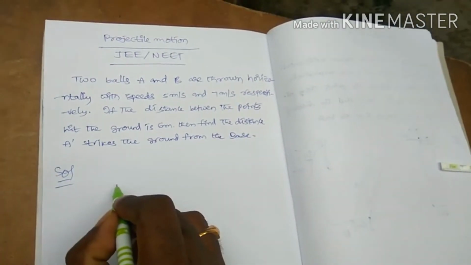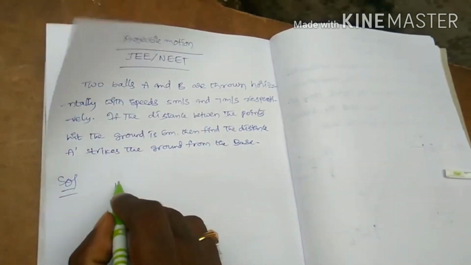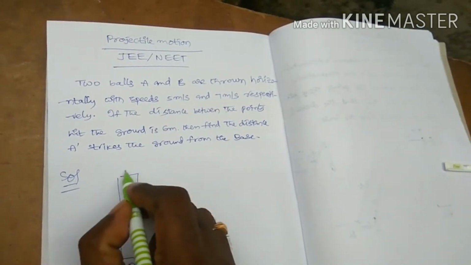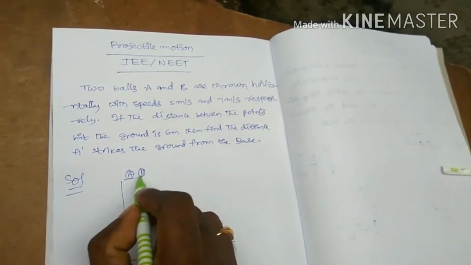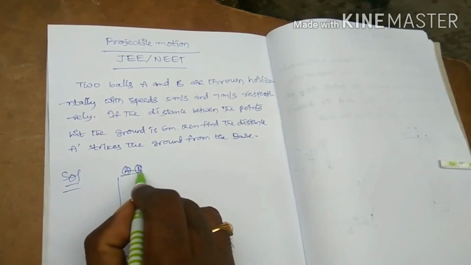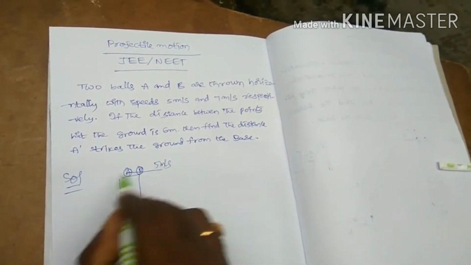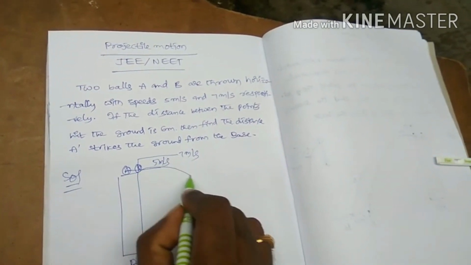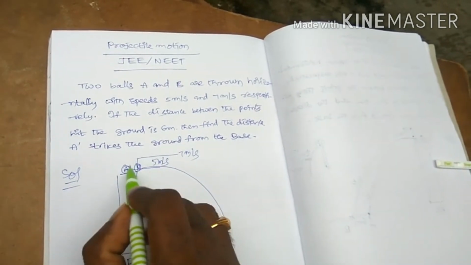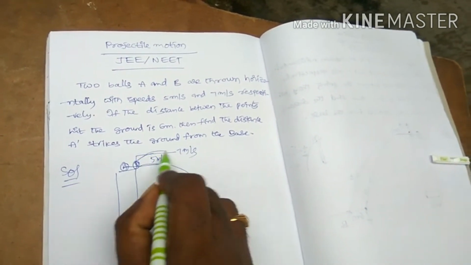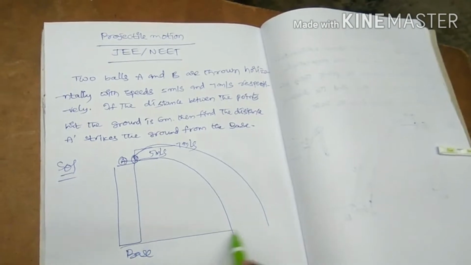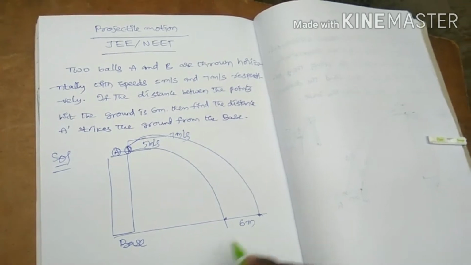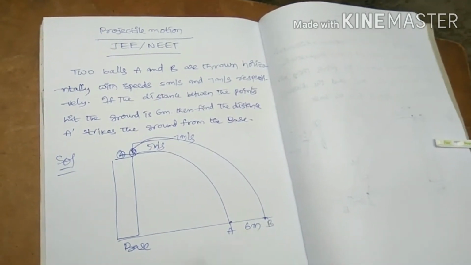Two balls A and B are at a certain height. This is the base. Here are ball A and ball B. Ball A was thrown at 5 meter per second and ball B was thrown at 7 meter per second. They hit the ground at these two points, and the distance between these two points is 6 meter.